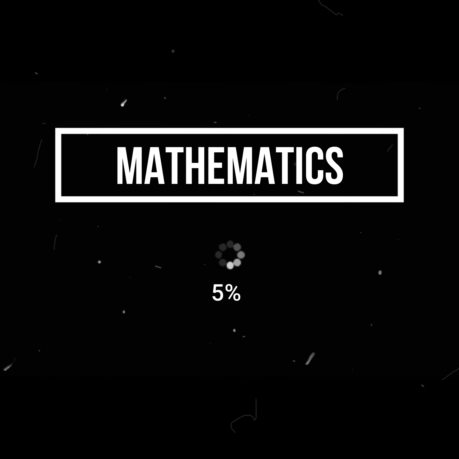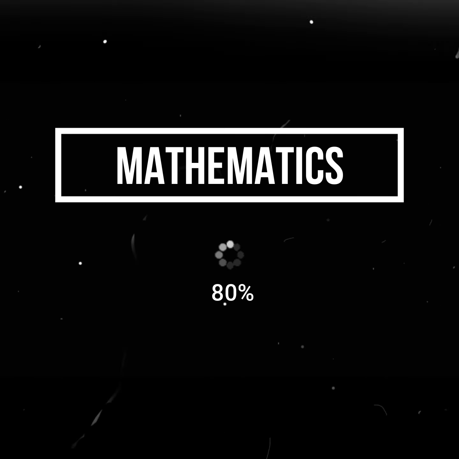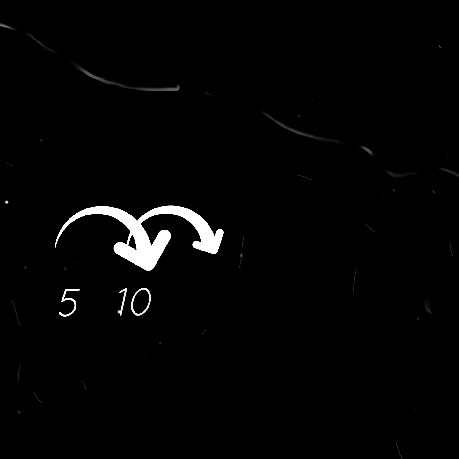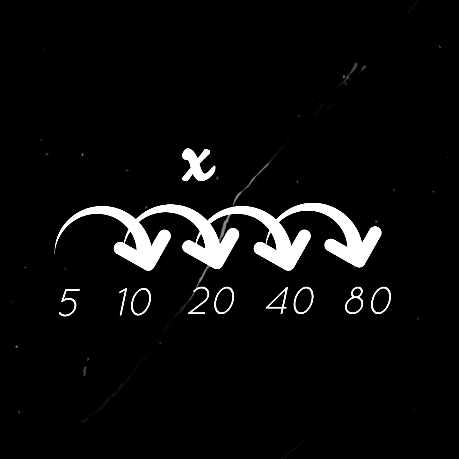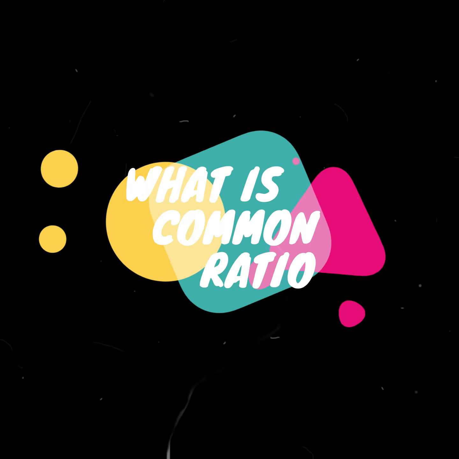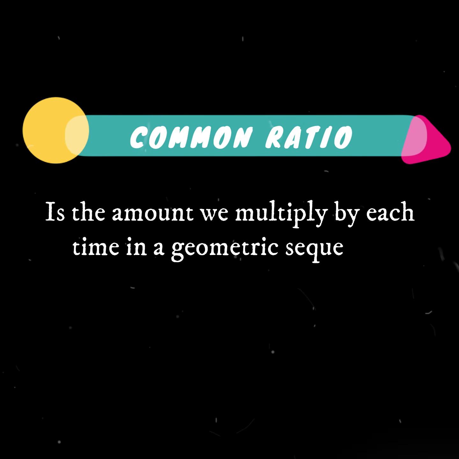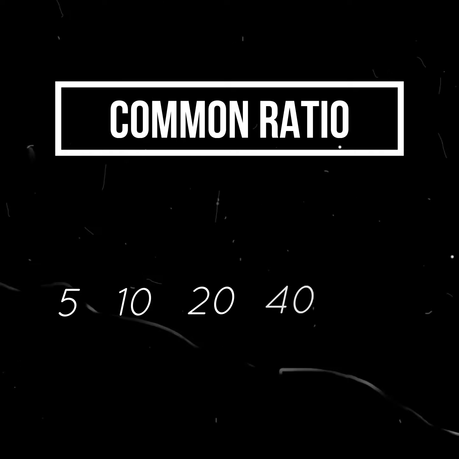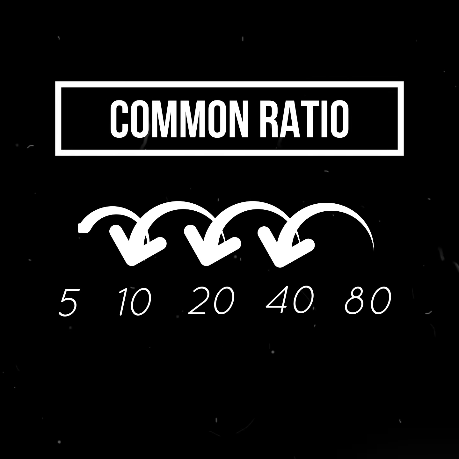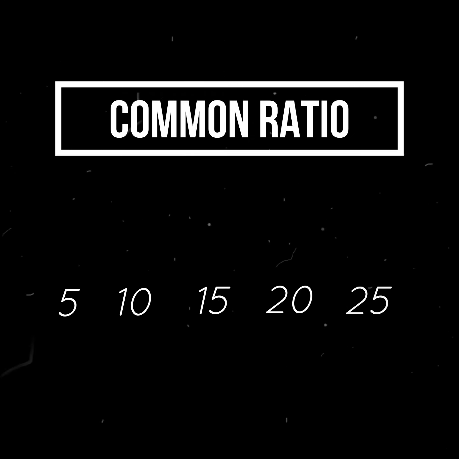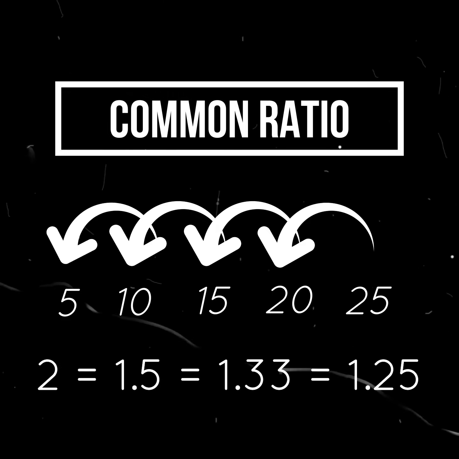In mathematics, a geometric progression, also known as a geometric sequence, is a sequence of numbers where each term after the first is found by multiplying the previous one by a fixed, non-zero number called the common ratio. What is common ratio? The common ratio is the amount we multiply by each time in a geometric sequence. How do you find the common ratio? You can determine the common ratio by dividing each number in the sequence by the number preceding it. If the same number is not multiplied to each number in the series, then there is no common ratio.